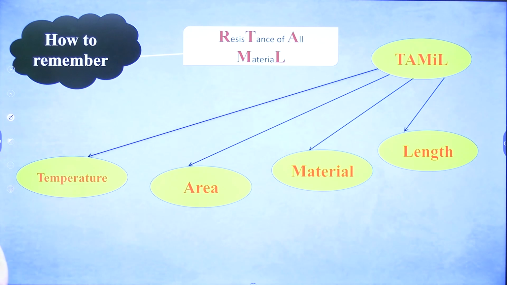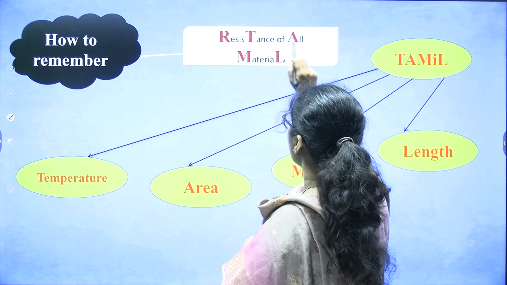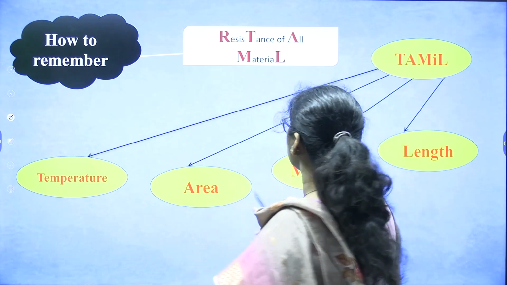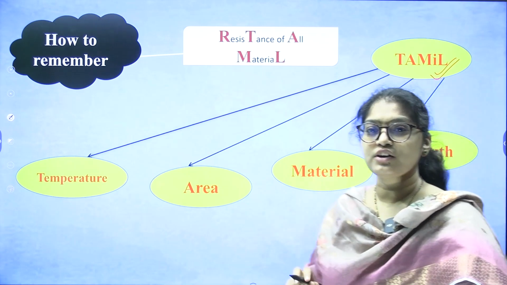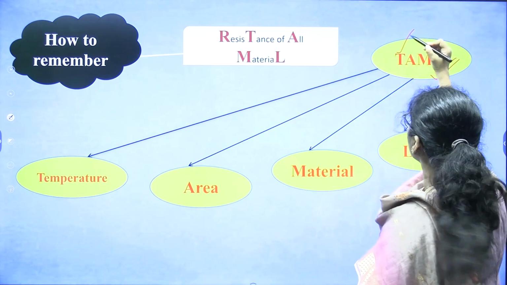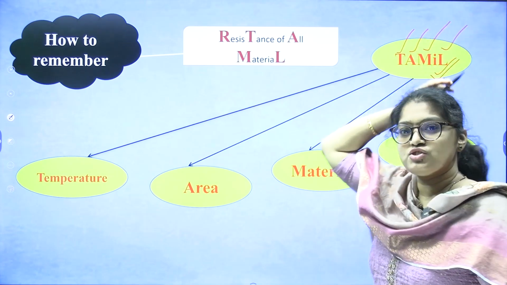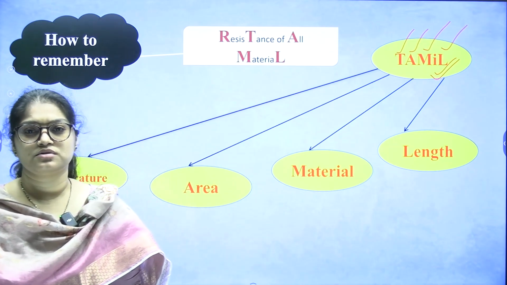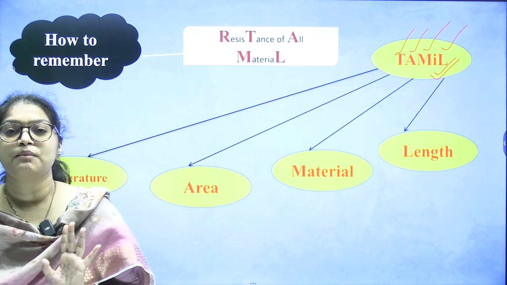Clear? How to remember? Just remember resistance of all material. I want to know on which factor it depends. So for that, remember the shortcut Tamil. T means it depends upon the temperature. A means it depends upon the area. Mi means it depends upon the material. L is the length. That's all. Done. So like this, tricks you have to follow for some of the concepts. So the trick for the resistance, on which factor it depends, use the trick Tamil.